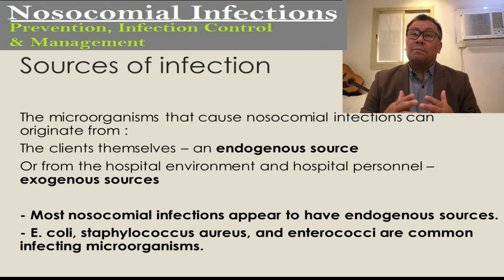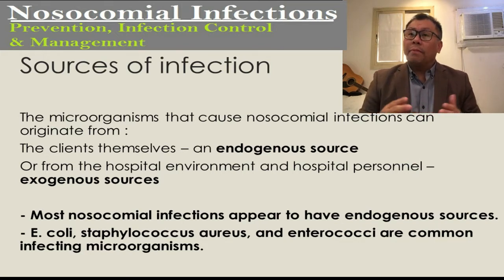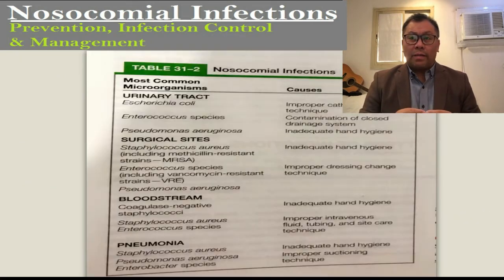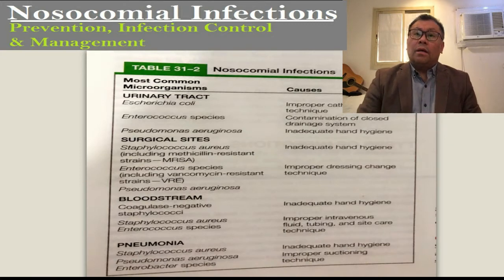The client themselves, or the patient in the hospital, are endogenous sources. The hospital environment and hospital personnel are exogenous sources. Most nosocomial infections appear to have endogenous sources. For example, we have E. coli or Escherichia coli, Staphylococcus aureus, and enterococci, which are common infecting microorganisms.